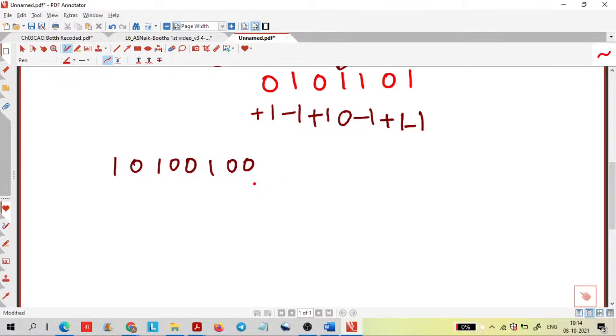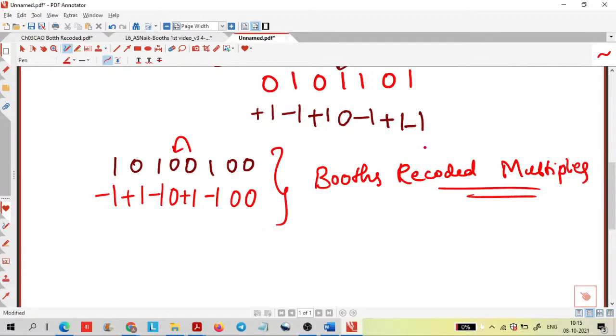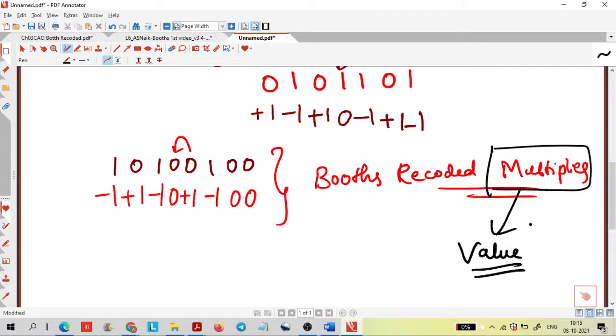So here, if you get initial 0, write 0. For the first 1, write -1. Then for the next 0, you write +1. Then you are getting the same here, write 0 only. And for 1, -1. For 0, +1. And for the next, you are getting -1. So this is called the Booth recoded multiplier. The name indicates we are recoding the multiplier value.